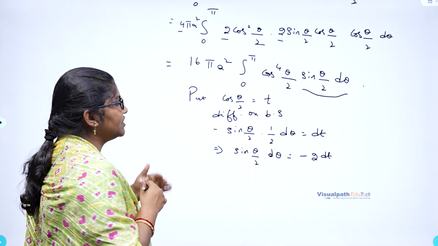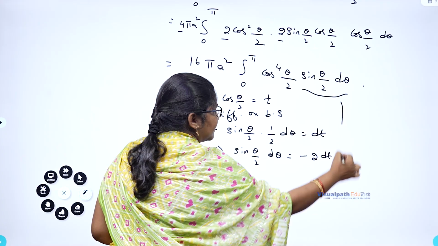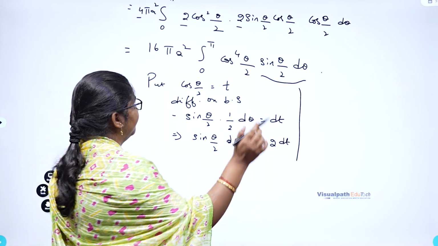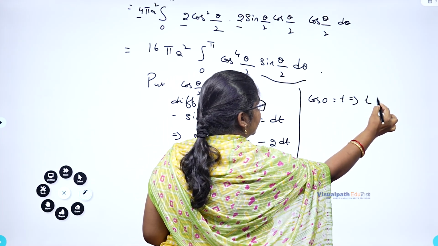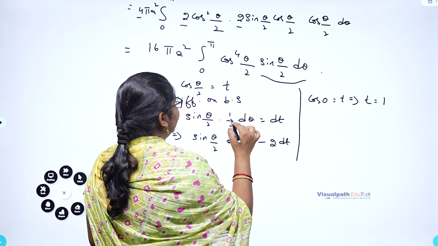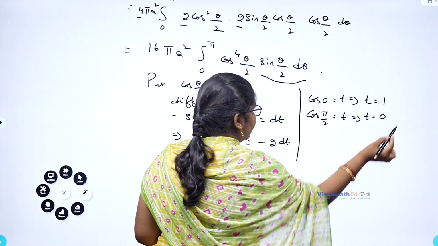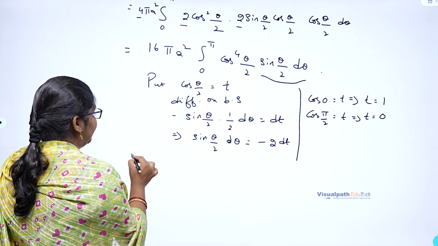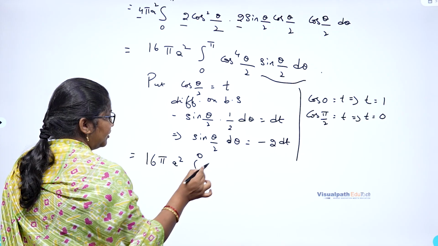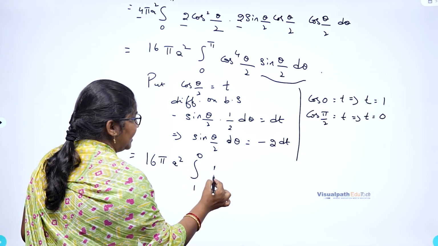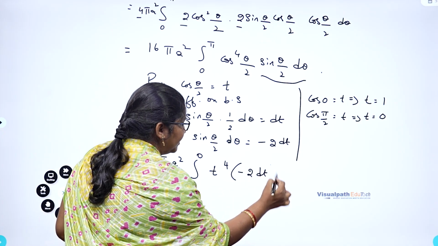When we are doing substitution, we have to change our limits also. Let us see the limits here. When theta is equal to 0, cos 0 is equal to t, so t is equal to 1. When theta is equal to pi, cos pi by 2 is equal to t, which implies t is equal to 0. Completely this will become 16 pi a square, integral from 1 to 0 of t power 4 into minus 2 dt.